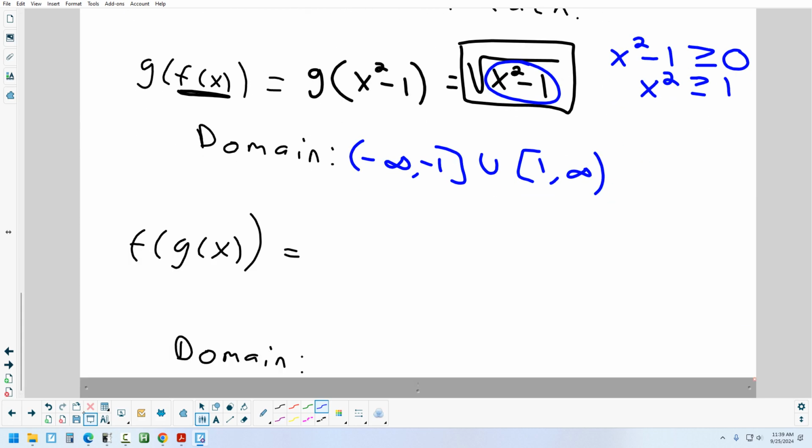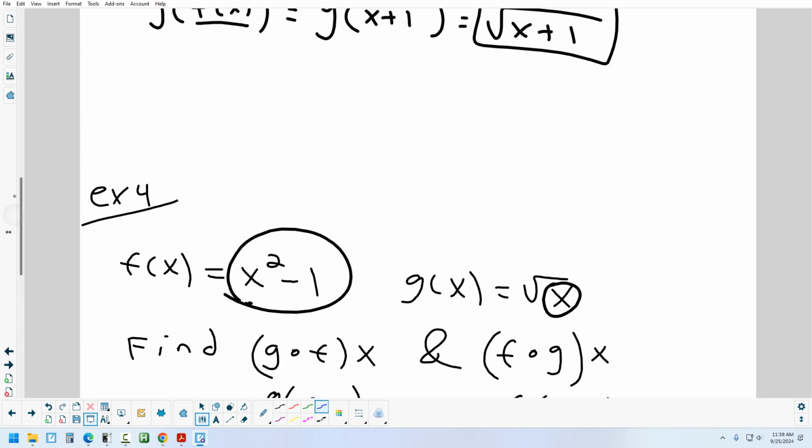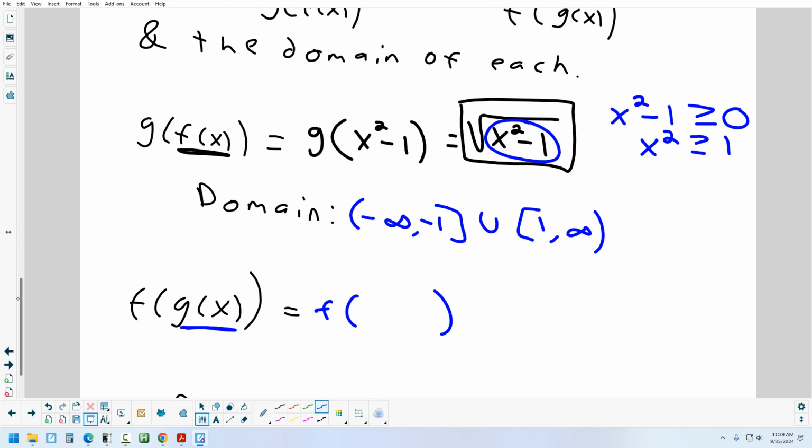Okay, let's try it the other way. F of g of x. Okay, Olivia, what is g of x? The square root of x. Yep. So it says it right at the top. G of x is the square root of x.